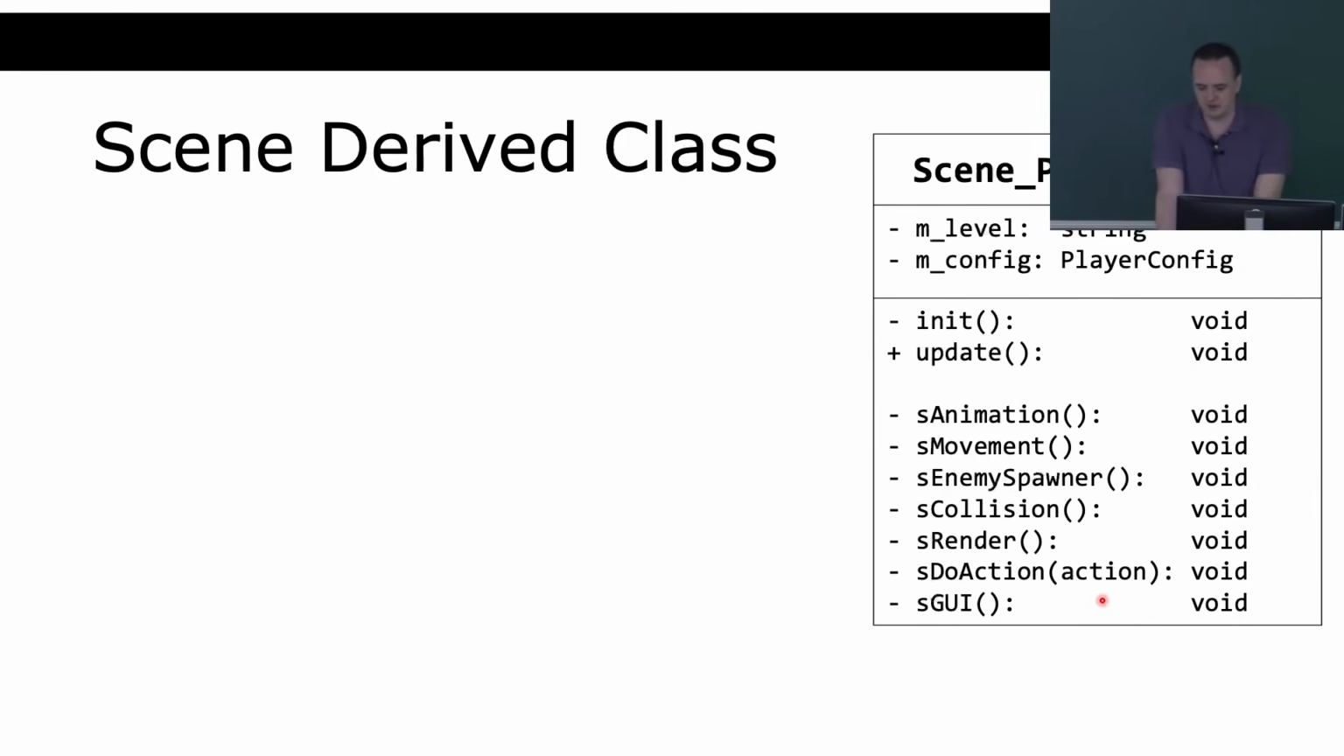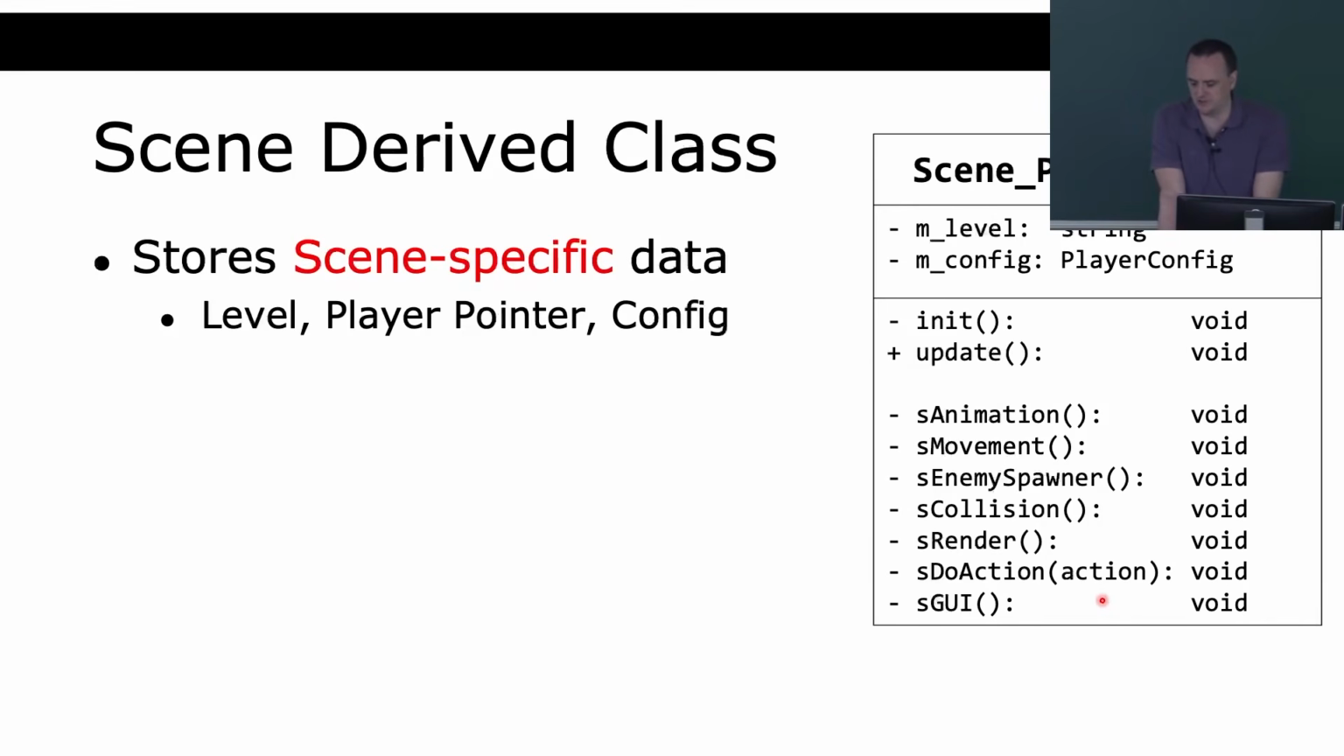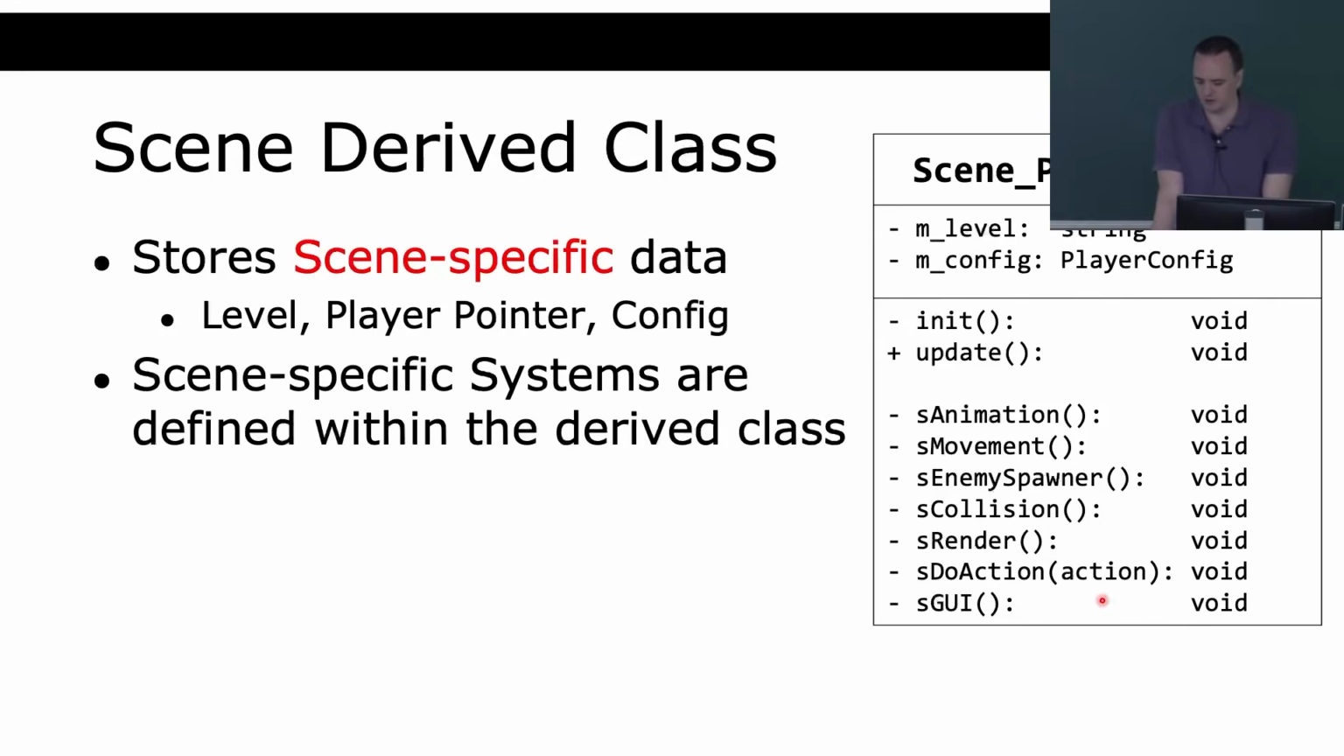The scene derived class is storing scene specific data. So for example, the level that we're in, or the pointer to the player who's currently playing, or some configuration file that's unique to that scene. That's what's going to be stored in the derived class. So anything that's scene specific is going to be in the derived class. So for example, we're going to have a scene play. That's the scene where we're actually playing the game, running around in the game. We'll have another one, which is scene menu, etc.